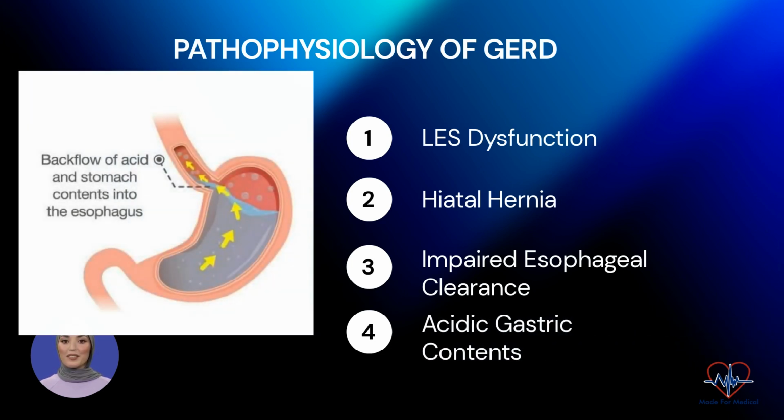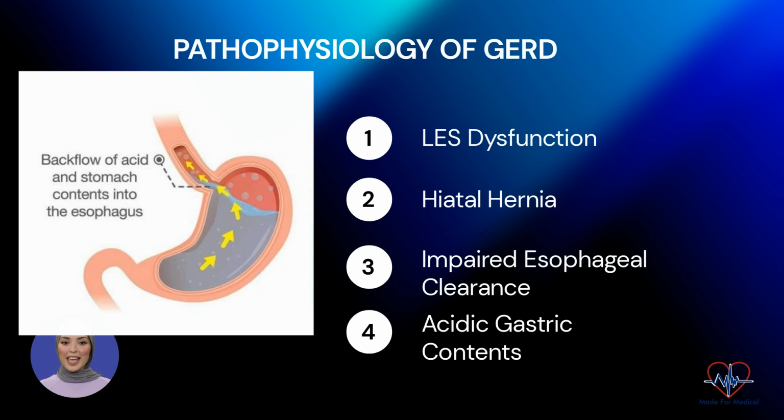Acidic gastric contents. Gastric acid plays a significant role in the pathogenesis of GORD. Acid is highly corrosive and can cause inflammation and injury to the delicate lining of the esophagus. In addition to acid, other components of gastric juice, including bile salts and digestive enzymes, can further contribute to esophageal mucosal damage. The refluxed contents irritate the esophageal mucosa, leading to inflammation, tissue damage, and the development of symptoms.